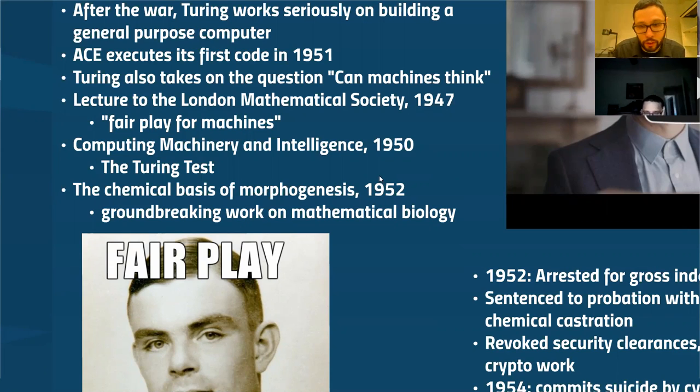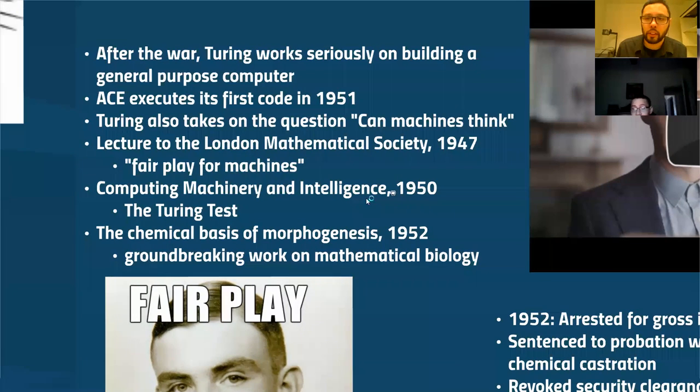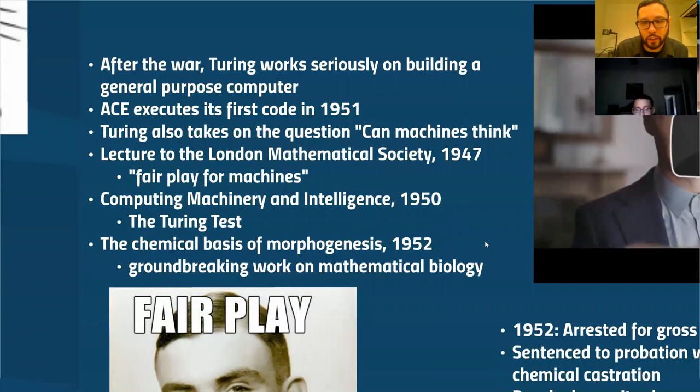1952 was before we even knew about DNA. This is very early in rigorous modern biology. And Turing does groundbreaking work there, work that's still being used today to understand biological systems. Turing is just breaking ground everywhere he touches.